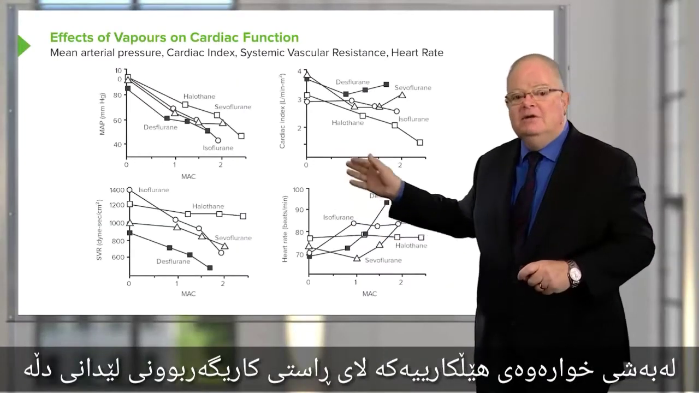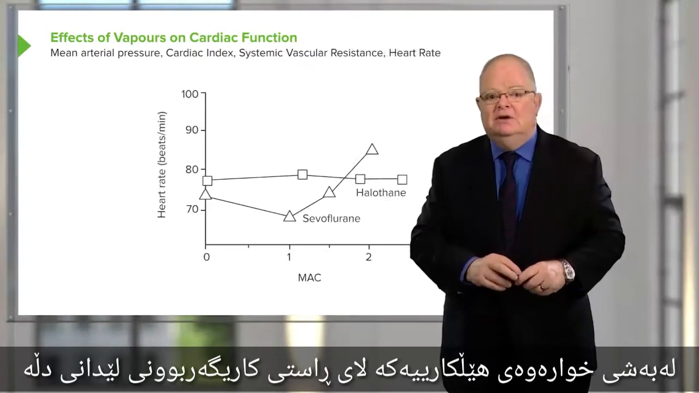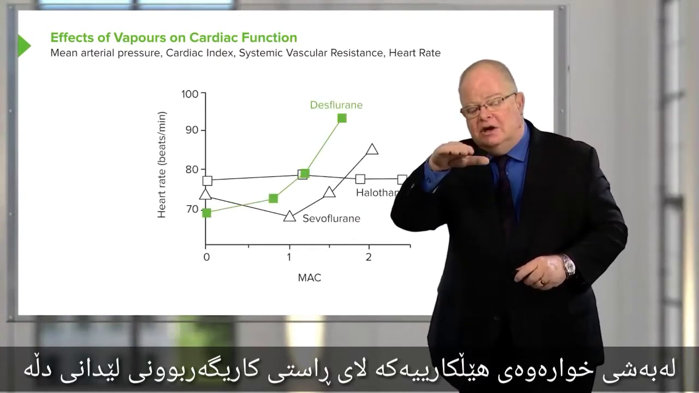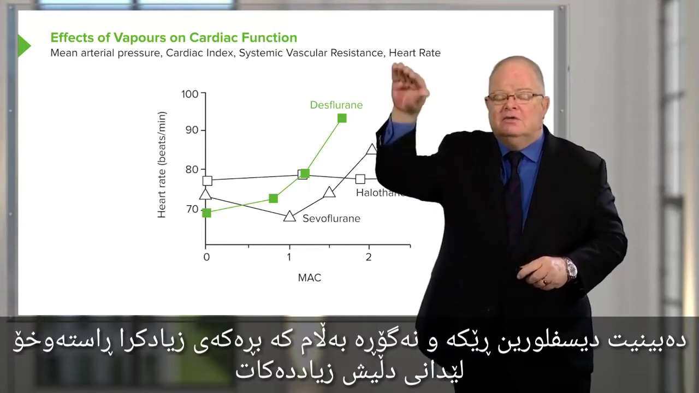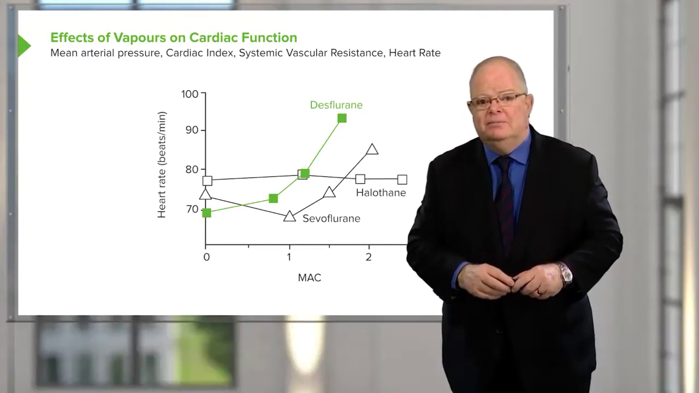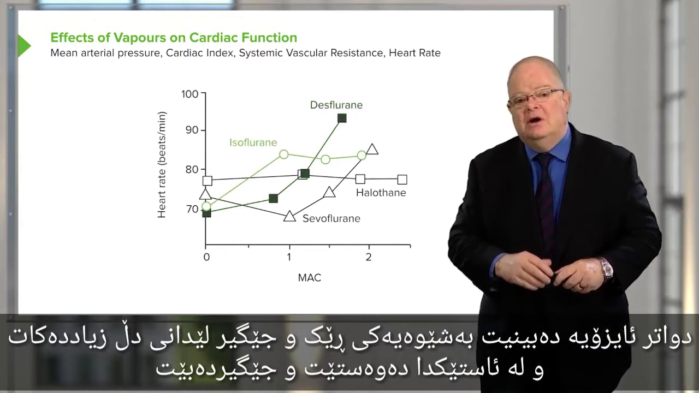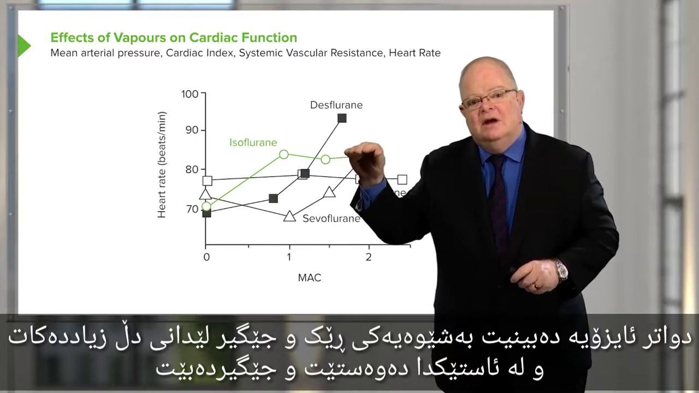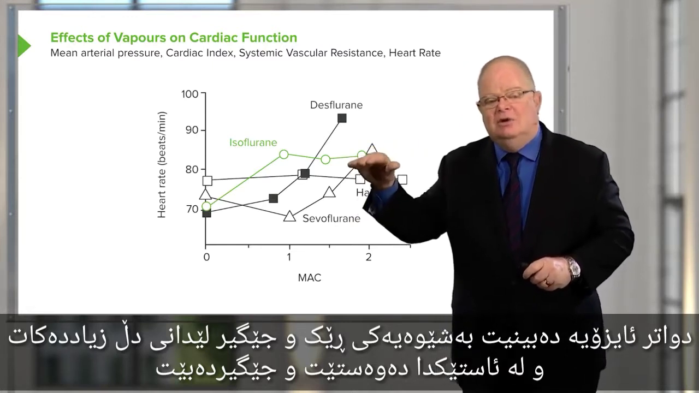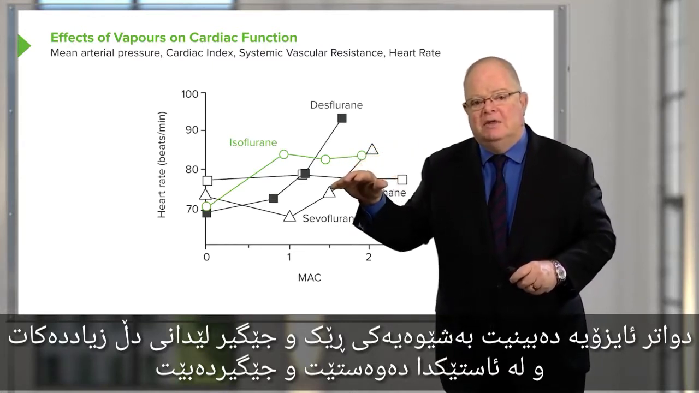In the bottom slide to the right is heart rate, and you can see that desflurane initially causes very little change in heart rate, and then as you increase it, there's a fairly marked increase in heart rate. Isoflurane, on the other hand, causes quite a nice stable increase in heart rate, and it stays pretty much at a level that doesn't change for a period after that.